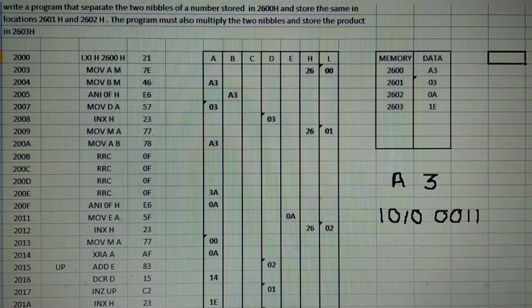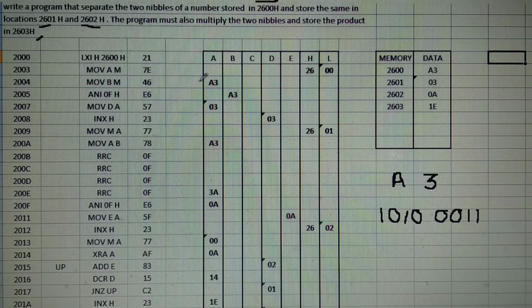Write a program that separates two nibbles of a number stored in 2600H. Store the same in locations 2601H and 2602H. The program must also multiply the two nibbles and store the product in 2603H. Here consecutive memory locations are there. When consecutive memory locations are there, that memory location generally we indicate with the number in HL.